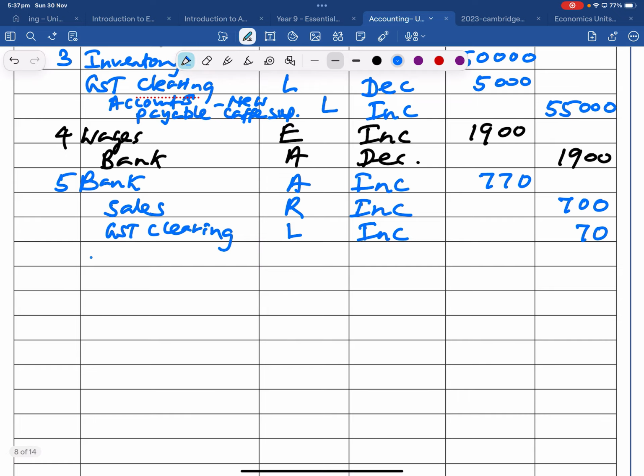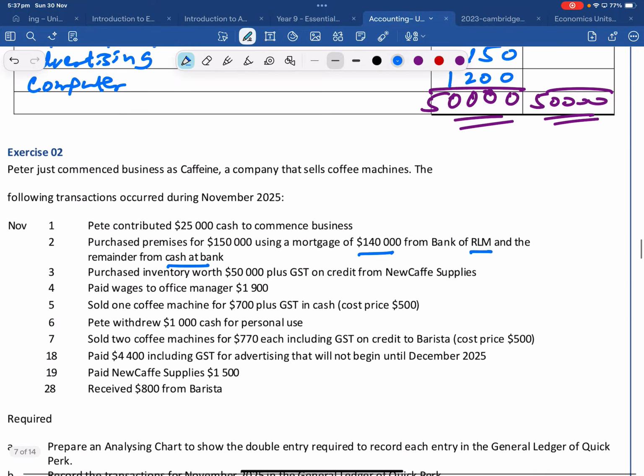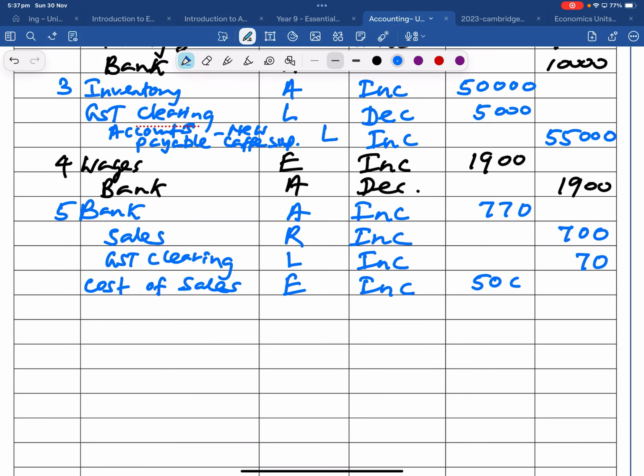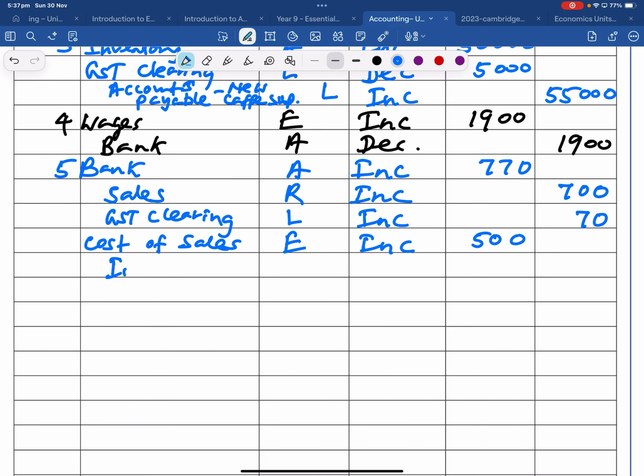Then at cost price, what do we do? Cost of sales, which is what? Expense. Increase, decrease? How much was it? 350? 500, sorry. 500. And then inventory. What happens? Inventory, an asset. What happens? Decrease. 500. Okay.